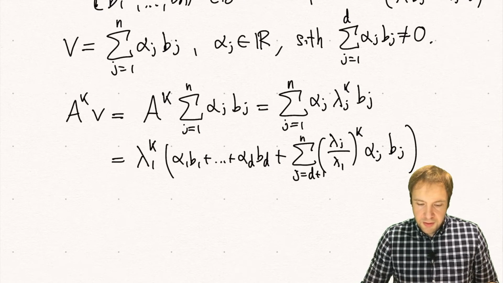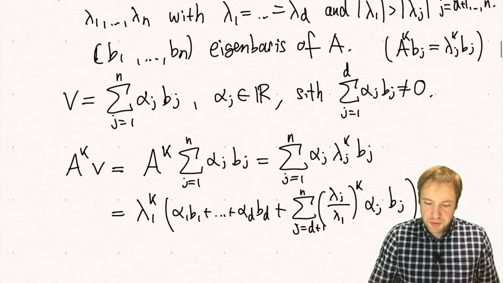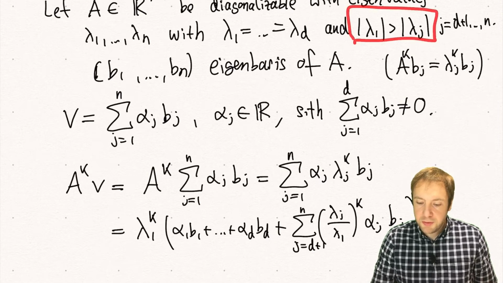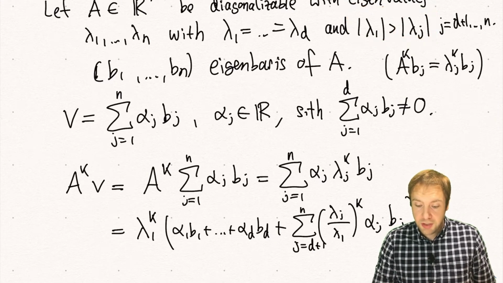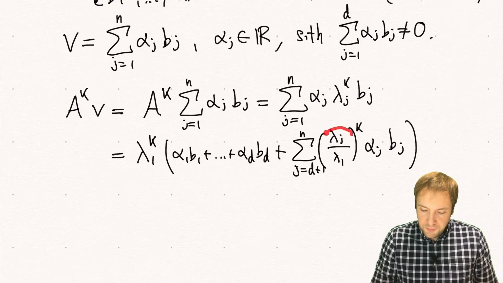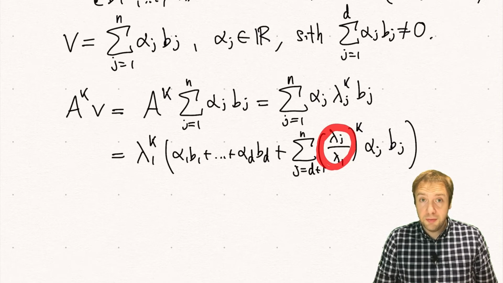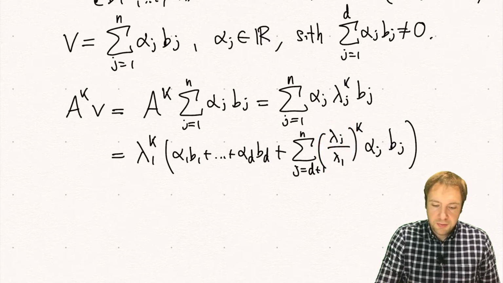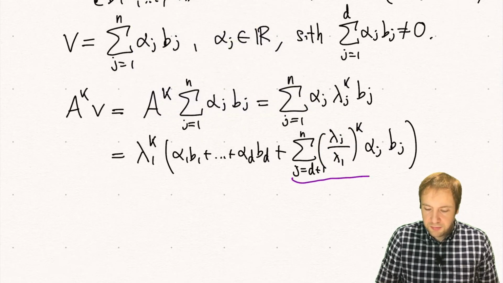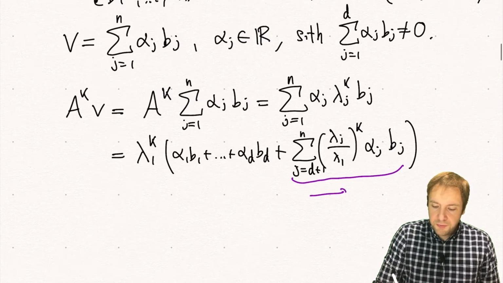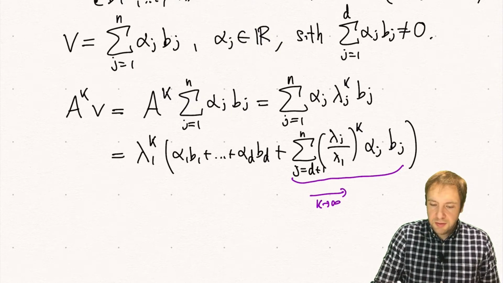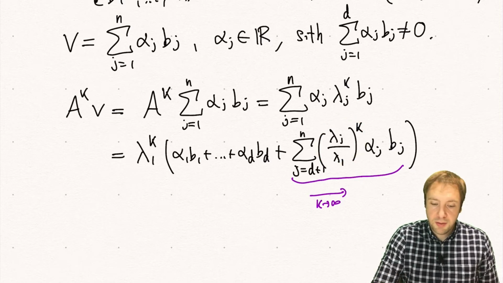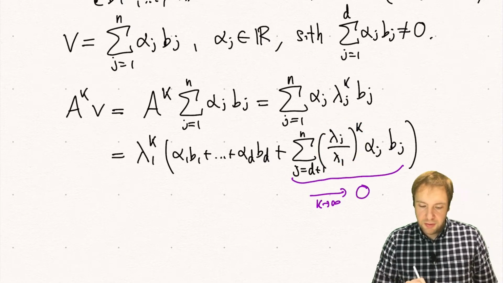Okay, and now, one of the conditions was that this lambda_1 is strictly larger than this lambda_j. So if we look at this term here, the absolute value of this number is smaller than 1, because lambda_j is smaller than lambda_1. And then you learn in calculus that this term, if you send k to infinity, these numbers get smaller and smaller, and therefore this goes to 0.